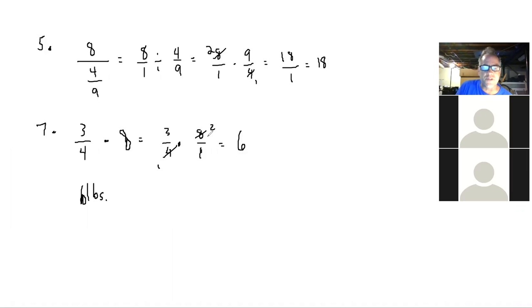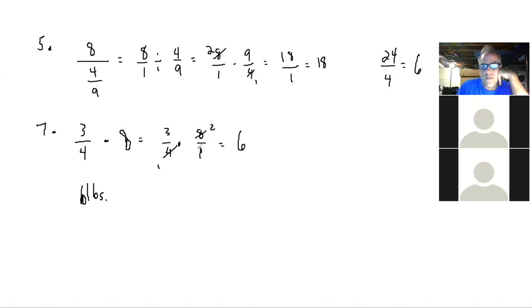I'm putting it in there just so we can see my numerators and my denominators. So I wrote the 8 as 8 over 1. Now, you can go ahead and go 3 times 8 is 24, and 4 times 1 is 4, which would give you 24 over 4. But 24 over 4, 4 goes into 4 once, and 4 goes into 24 6 times. 4 divided into 24 is 6.